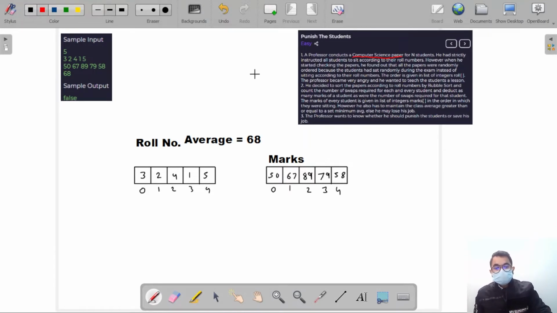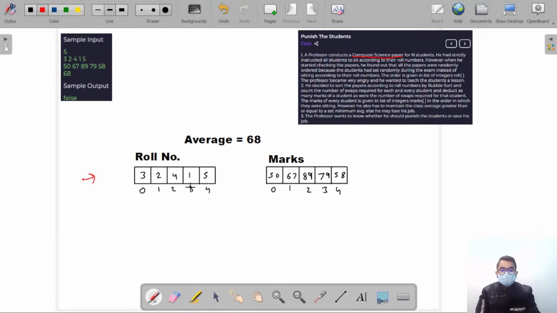So for example, let me write this roll number array somewhere. Yeah, this is my roll number array, which represents the order in which the papers were arranged. Roll number 3's paper comes first, then roll number 2's paper, then roll number 4's paper, then roll number 1's paper, then roll number 5's paper. So this is the order in which the papers are currently.